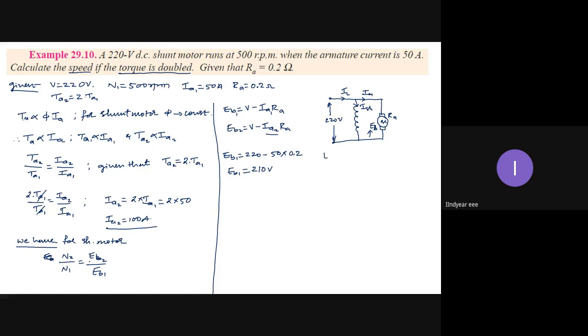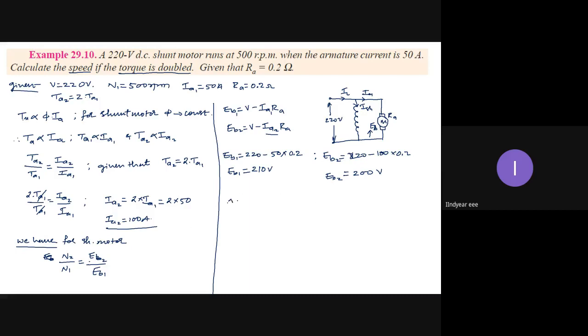Then EB2 is 220 minus 100 into 0.2. It is 200. So what should be the speed now? Will it increase or decrease? If back EMF decreases, speed decreases.